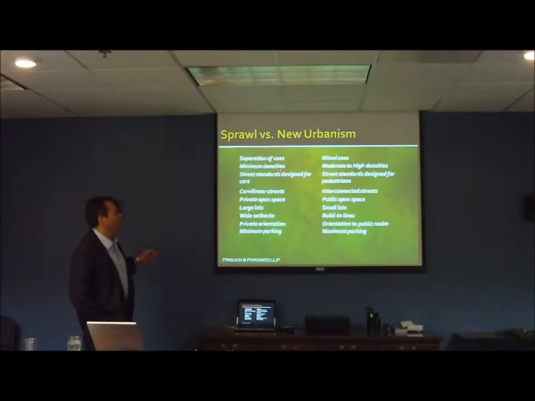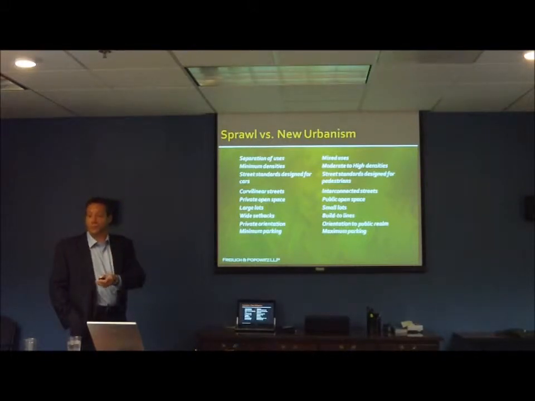Sprawl has minimum densities, new urbanism moderate to high densities. Sprawl has street standards designed for cars. We talked about our auto-centric world. Street standards in new urbanism are designed for pedestrians. That means the cars don't fit? No, they do fit. But narrower roads do two things. They're much cheaper to build and maintain. And I'll give you an example. A 24-foot wide road costs about a third of what a 36-foot road costs.